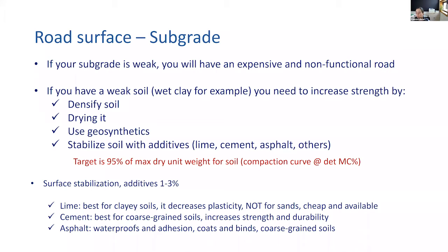The target of the compaction for the subgrade, the ideal, is to get to 95% of the maximum compaction or dry unit weight that the soil can achieve. And that will, of course, depend on the moisture content. Usually for wet clays, the best additive is lime, and that is readily available and fairly economic. But if you have, for example, coarse grain soils, other options such as cement or asphalt work much better.